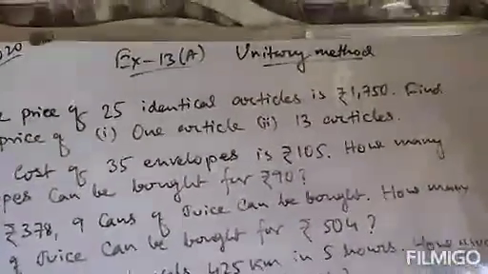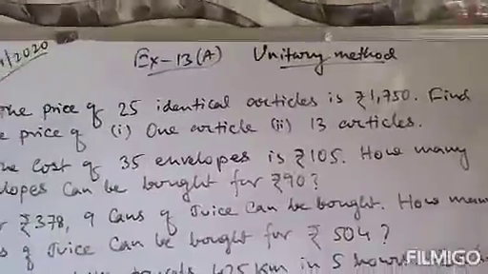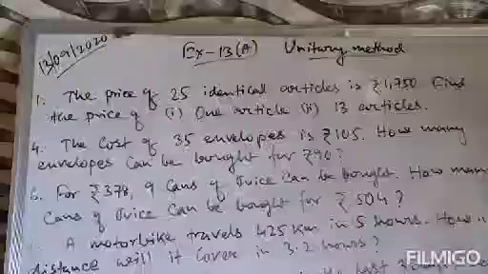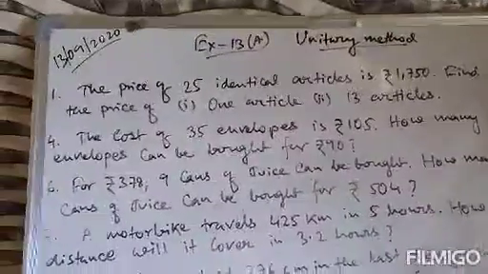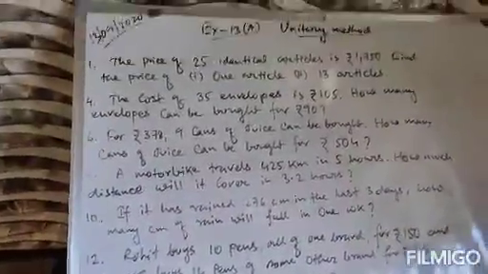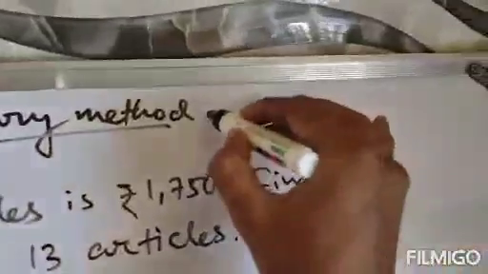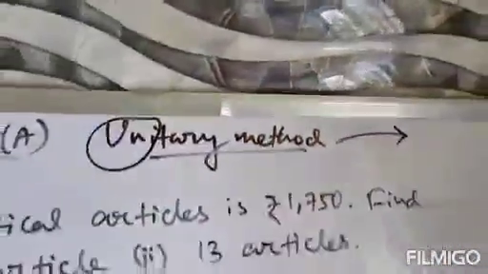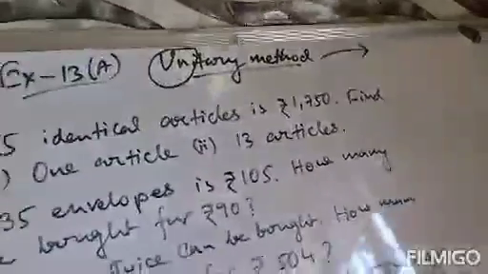Today we will discuss the new chapter, that is the unitary method. This is the first session of this chapter, and we have picked up some questions for your first exercise. So let's start. The method is named the unitary method. Uni means one, that means single.